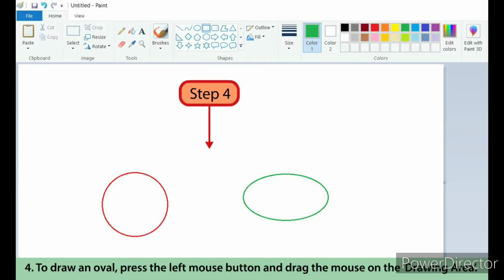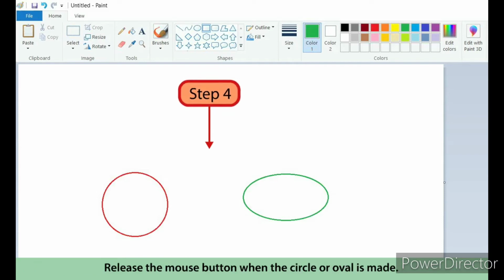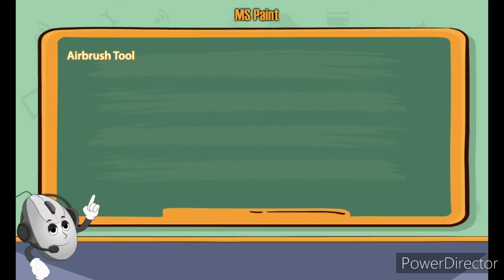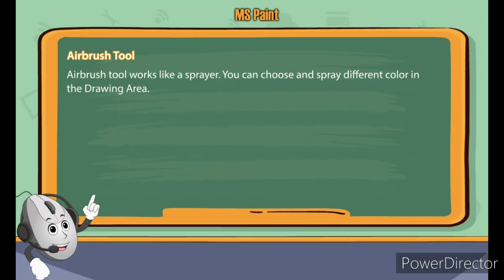4. To draw an oval, press the left mouse button and drag the mouse on the drawing area. Release the mouse button when the circle or oval is made. Airbrush tool. Airbrush tool works like a sprayer. You can choose and spray different colors in the drawing area.